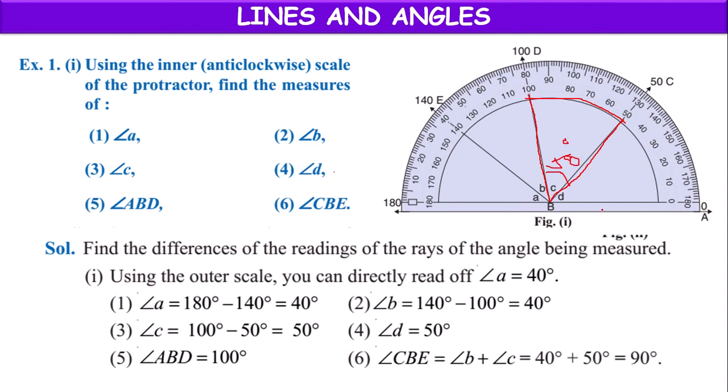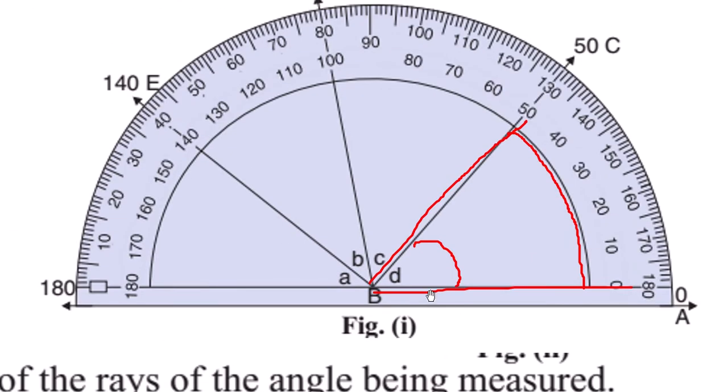Next, angle D. This is the angle. This is one arm, this is the other arm, this is the arc. One arm is at 0, the other arm is at 50 according to the inner scale. So 0 to 50 equals 50 degrees. Not only according to the inner scale, if you observe the outer scale also, 130 to 180, the difference is 50 degrees only. The same angle on the outer scale shows the same measurement.